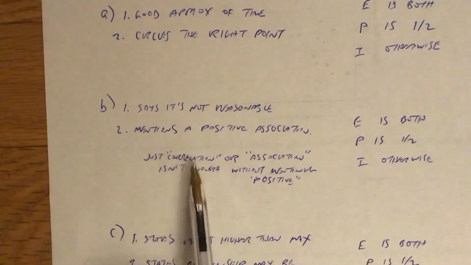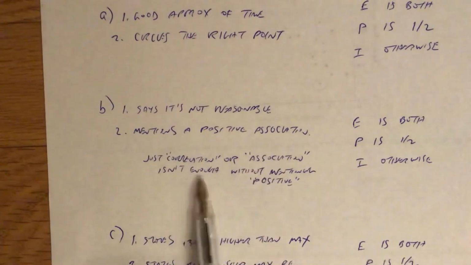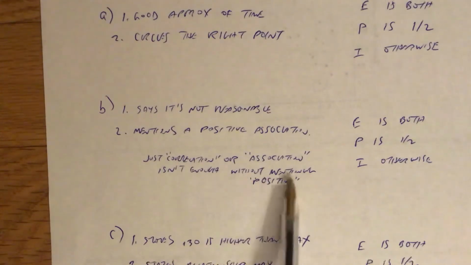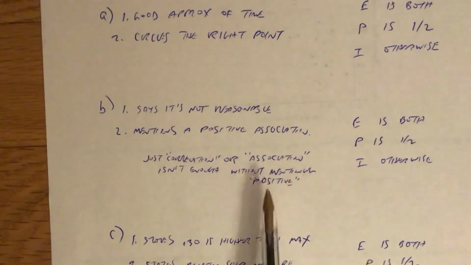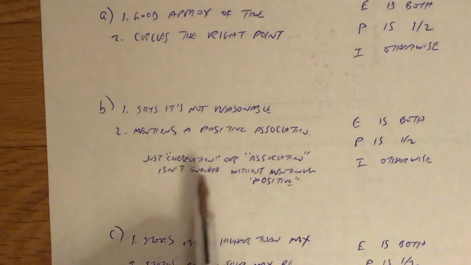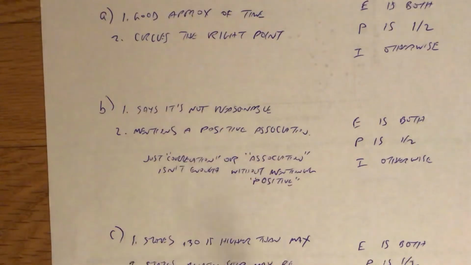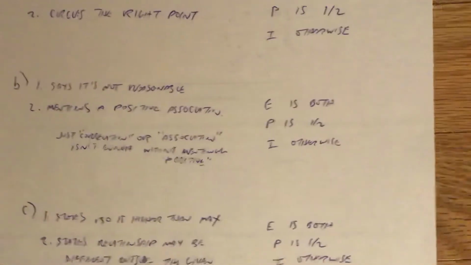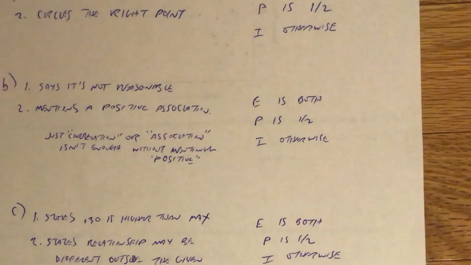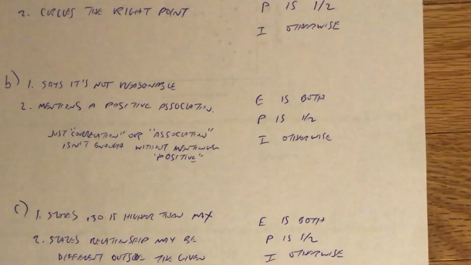They do say that just mentioning a correlation or association isn't enough. You need to have something about the positivity of the relationship. All right, so this is a little mean, but that's how they are. So if you put both things, you get an E. P would be 1 out of 2, and I otherwise.